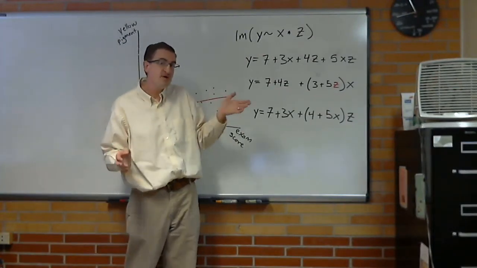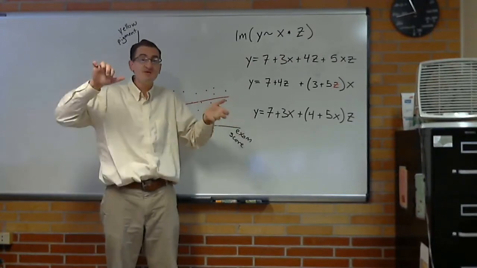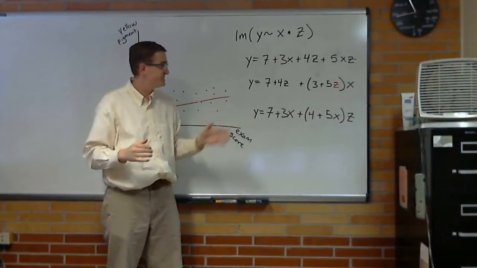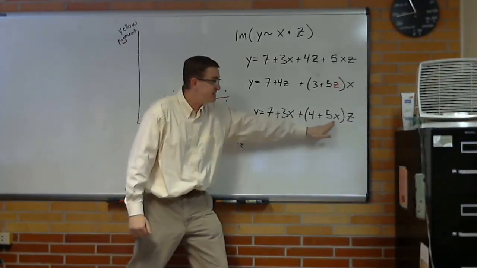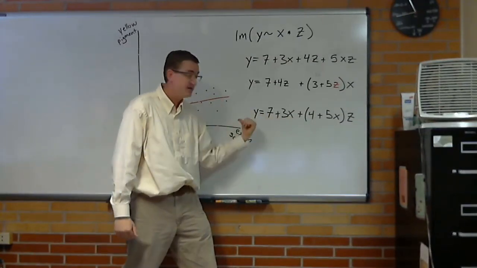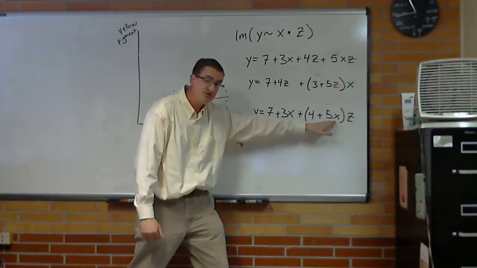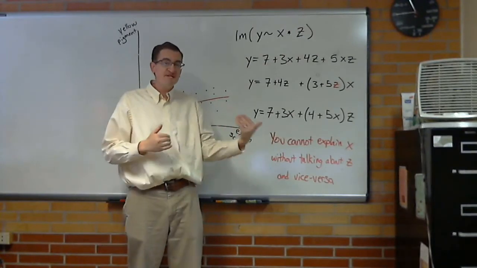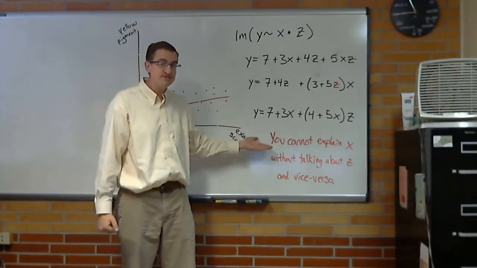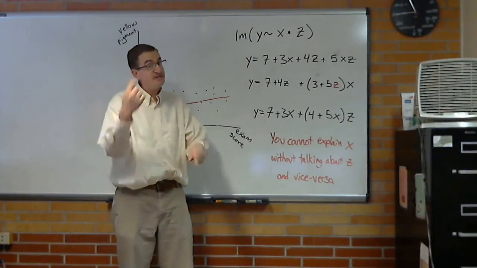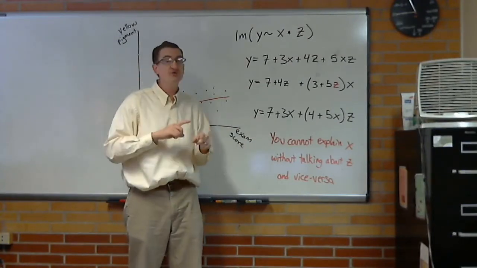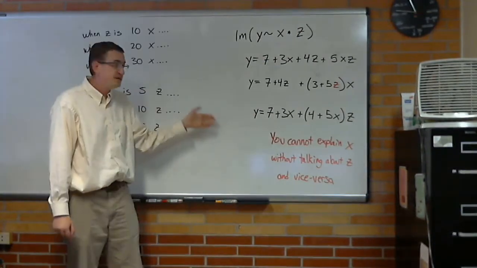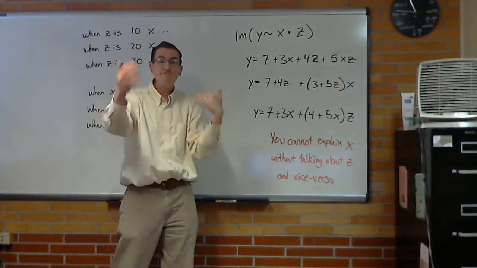And if X is modifying Z, then Z will modify X because that twisting of the plane is going to be affecting whichever direction it is you're looking at. So you could say here, I don't know how much Z is affecting Y unless you tell me the value of X. That means if you want to explain what the effect of X is, you've got to talk about Z at the same time. And vice versa. If you want to talk about Z, you're going to have to talk about X at the same time.